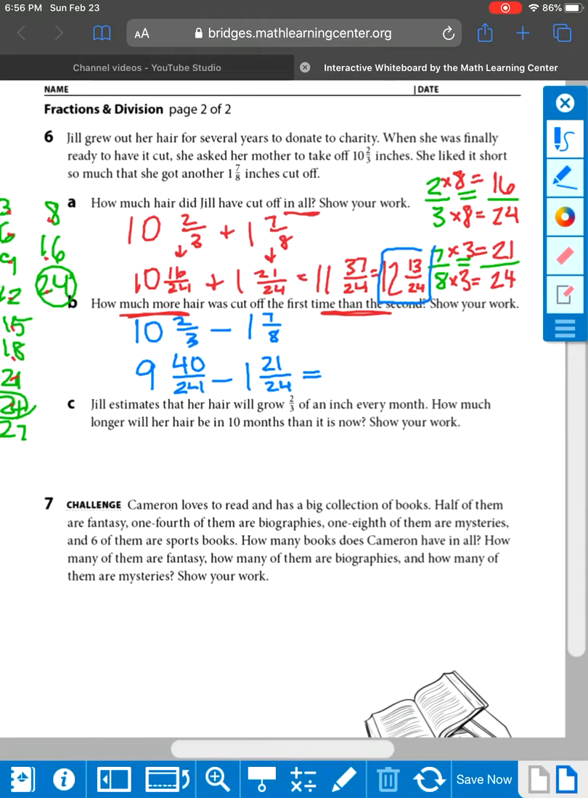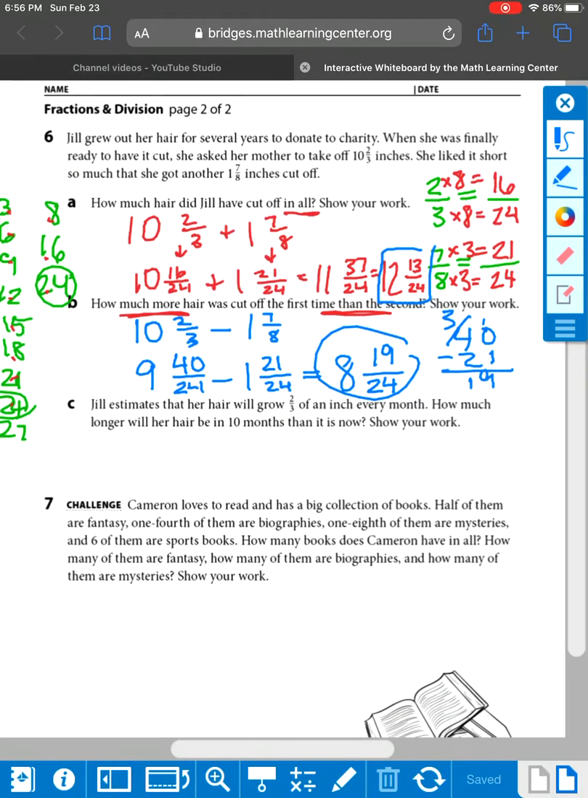Now I can subtract my whole numbers and then my fractions. So 9 minus 1 is 8, and then 40 minus 21 is 19. And my denominator stays the same. So I would get 8 and 19 24ths. I'm just going to really quick check my math. Good. Awesome. All right. Love to be right.